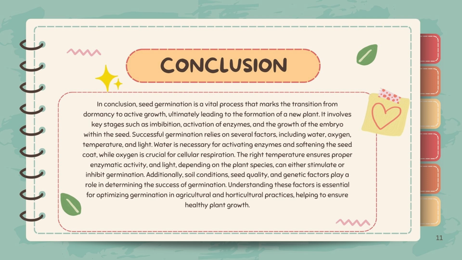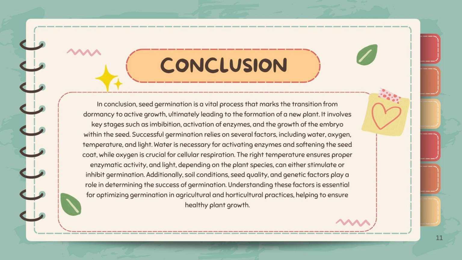In conclusion, seed germination is a vital process that marks the transition from dormancy to active growth, ultimately leading to the formation of a new plant. It involves key stages such as imbibition, activation of enzymes, and the growth of the embryo within the seeds. Successful germination relies on several factors, including water, oxygen, temperature, and light.